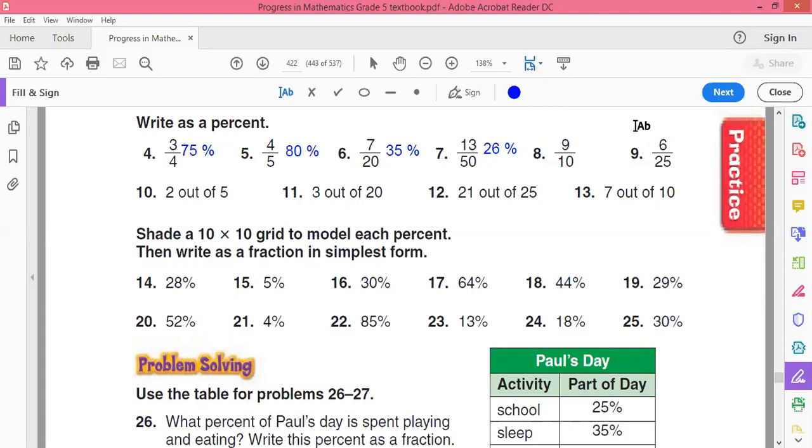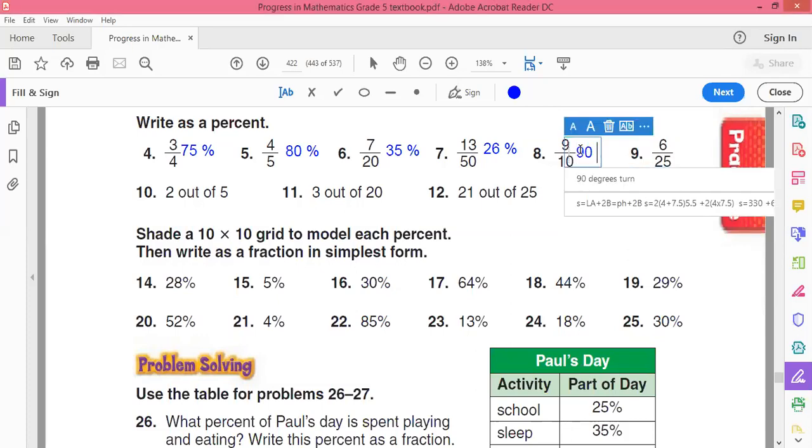Okay. Now, Omar, question number 8. 9/10. Yes. 90%. Excellent. It's 90%. We multiply 10 times 10, and 9 times 10.